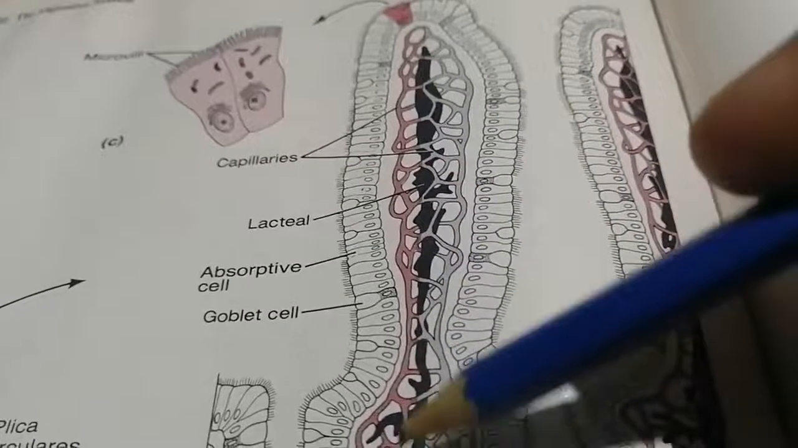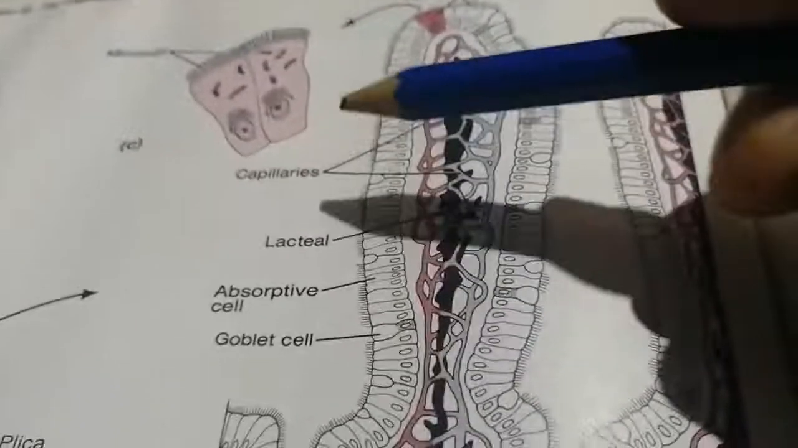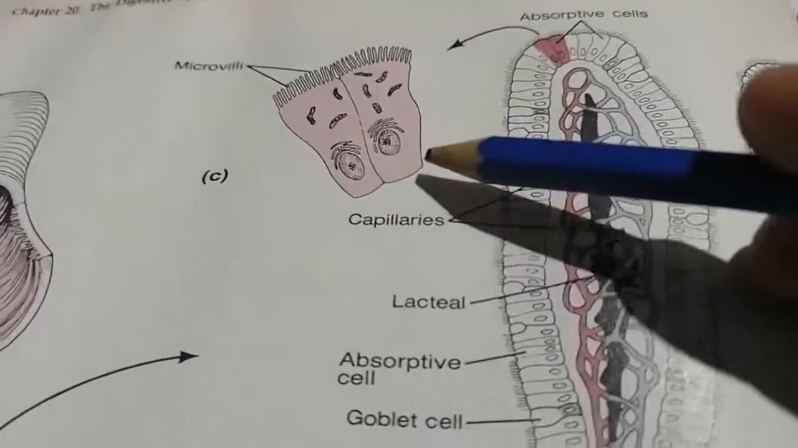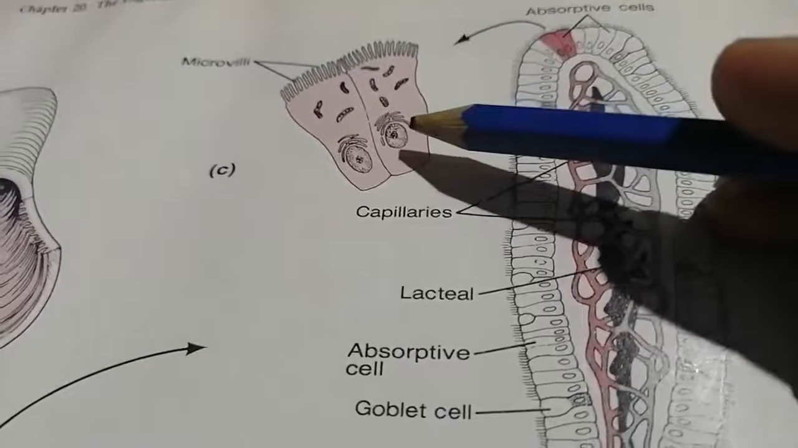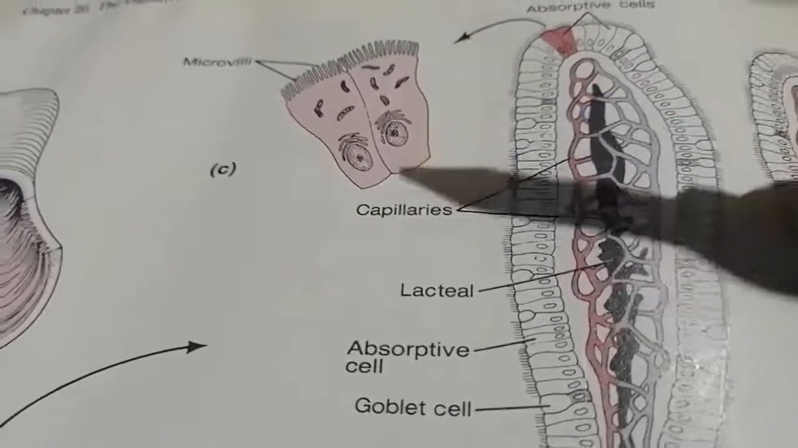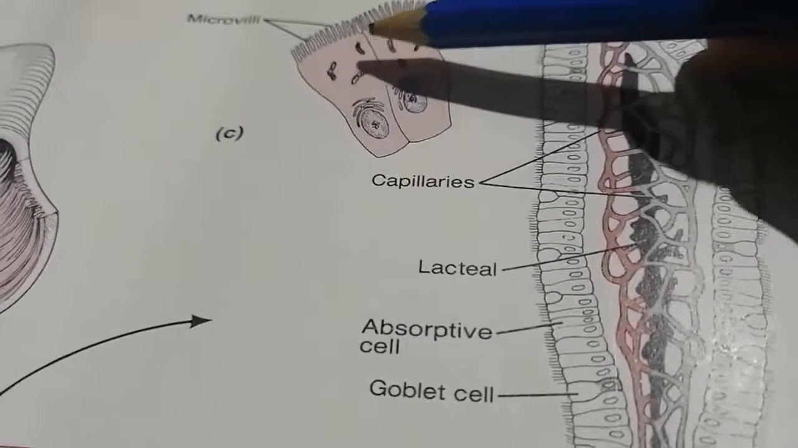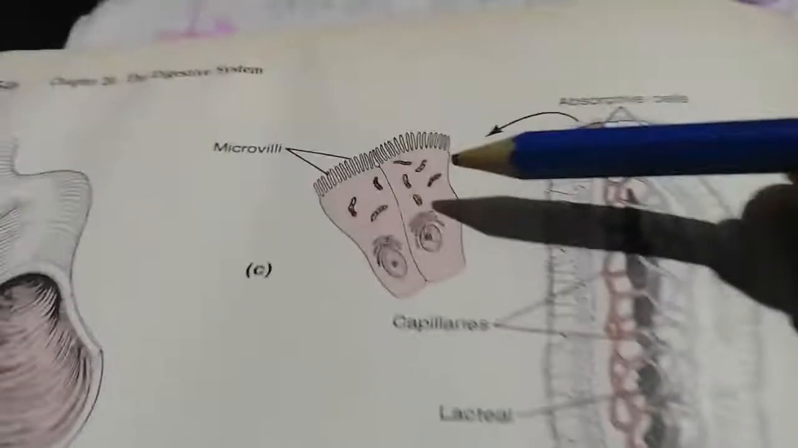Okay, and now what do you find? That these cells are called as what? I have told you, these cells are called as absorptive cells. See, these cells are called as absorptive cells, and how do they look like? Now you can see, again on them there are finger-like projections called microvilli. Okay, so what do you see here?